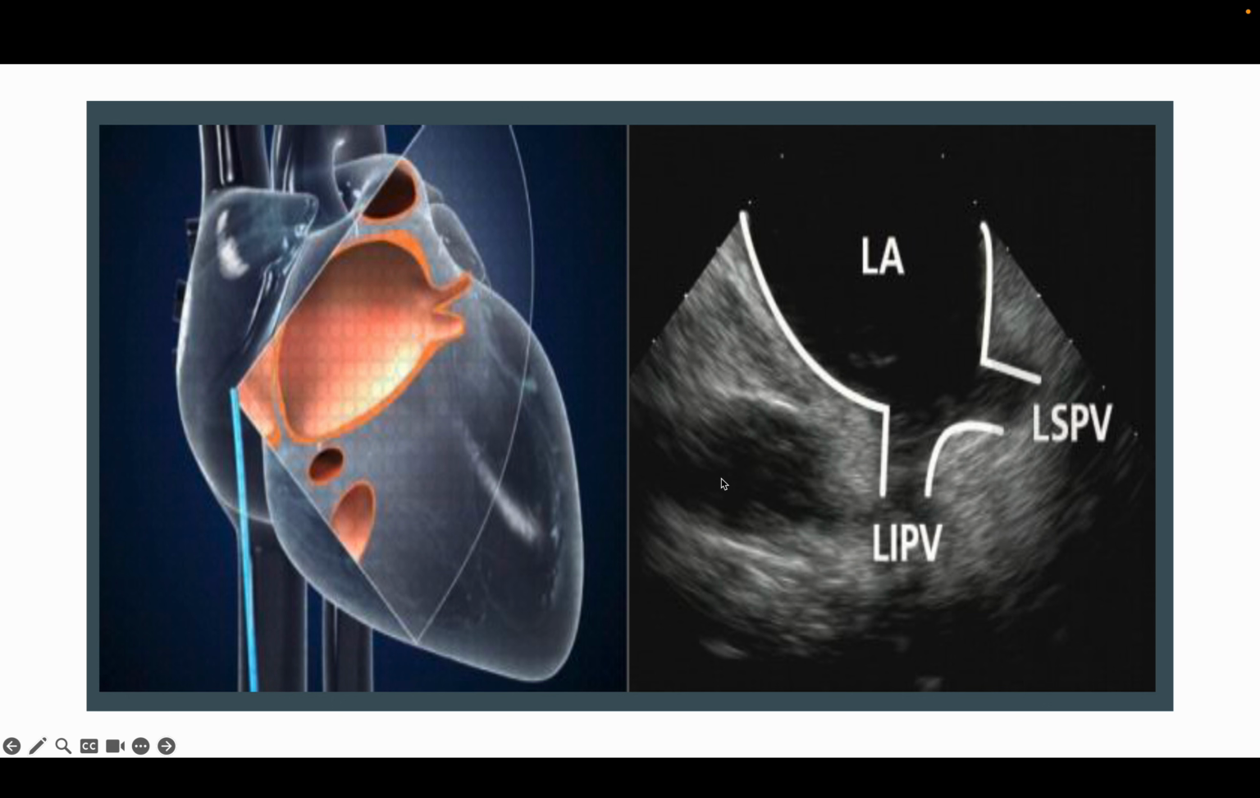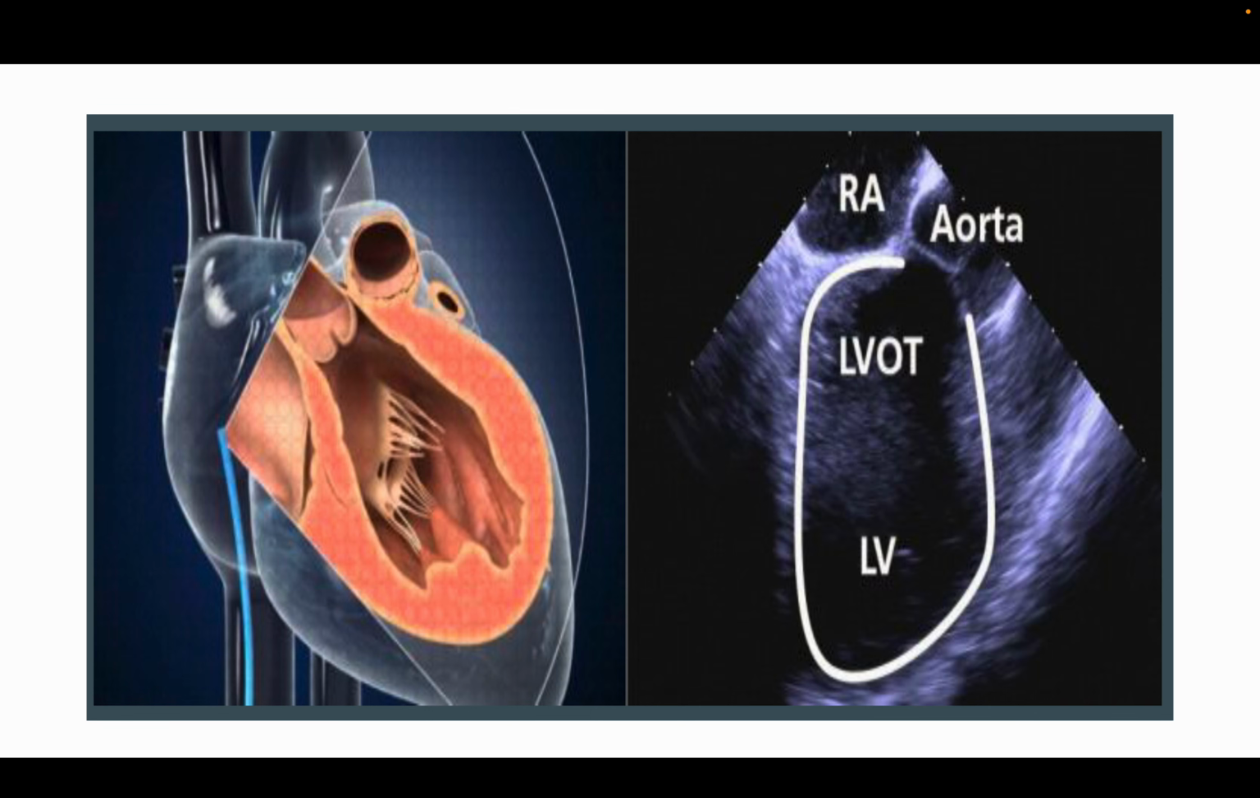And if you clock from the view where we saw the left atrial appendage, you can again see the left superior pulmonary vein, the inferior pulmonary vein and the left atrium here. Important to note that the left inferior pulmonary vein is in close proximity to the aorta, and that can be used to differentiate whether it is superior or inferior.